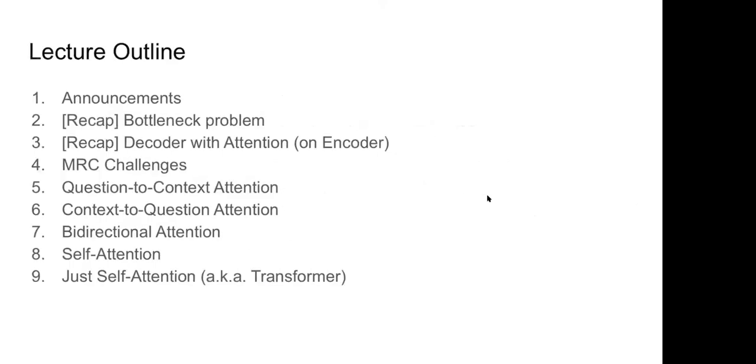So today's outline: first, the announcements are actually outdated, I forgot to edit them. We'll be briefly recapping a few concepts that we covered last lecture on Monday, especially the bottleneck problem in the encoder-decoder and how it has motivated the concept of attention on the decoder side, from the decoder to encoder, to be more exact. And then we'll be moving into why applying this attention to machine reading comprehension, or in general, some natural language understanding on long documents could be challenging. So we'll be talking about that.